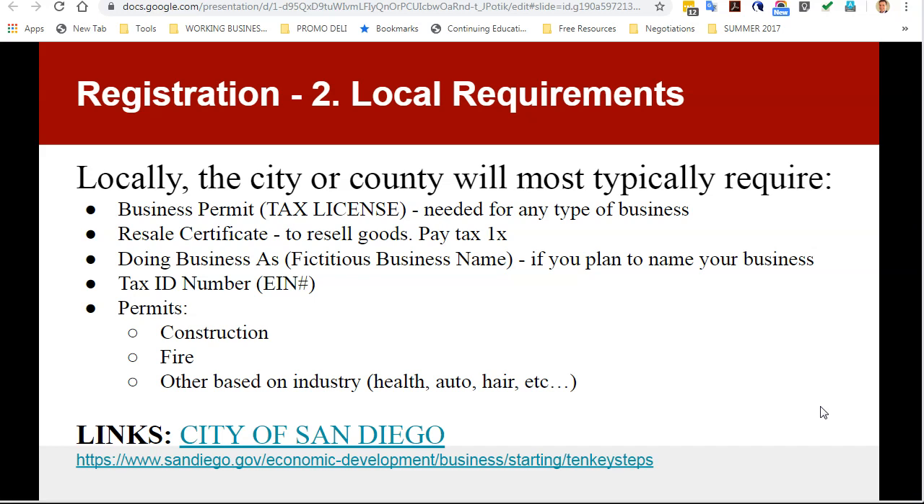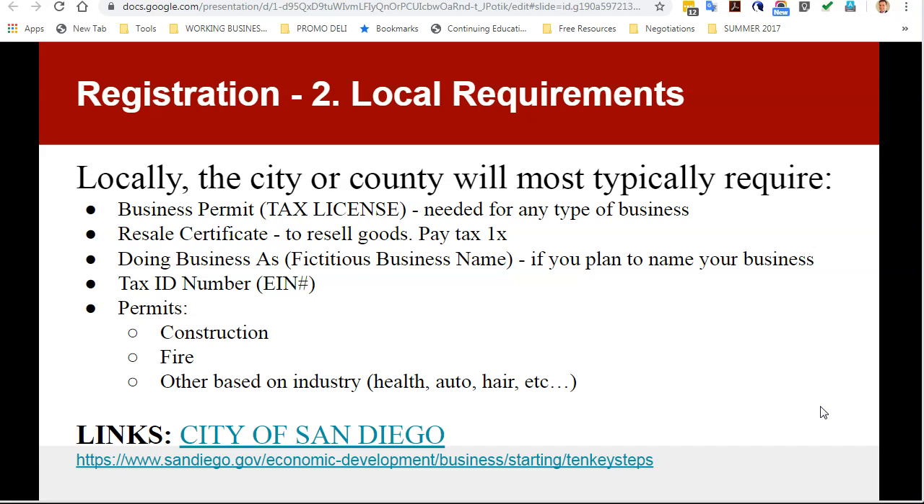And they typically last for 1 year. Another certificate you may want to look at is a resale certificate. This is really important if you plan on reselling goods. So if you're buying materials to make purses, for example, and you're going to sell those purses online to your customers, if you were to buy the materials in a store, they might charge you sales tax.